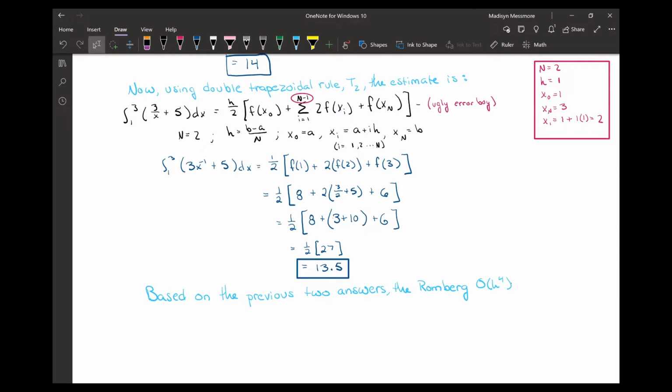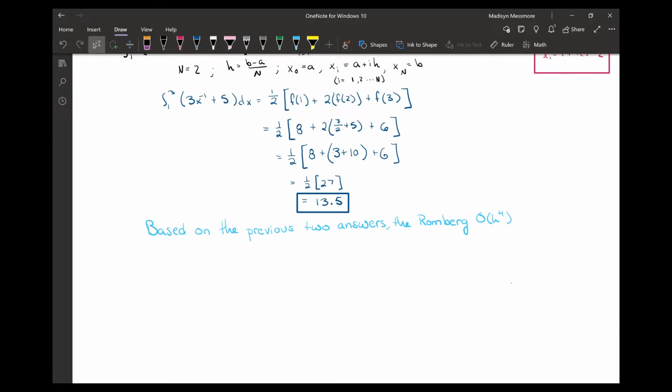Plus, you're very, very likely to only be doing up to 2 trapezoids, in which case you have 2 technical Romberg estimates, but only probably one that you're going to be asked for, which is going to be the O(h^4). And that one is actually really simple.